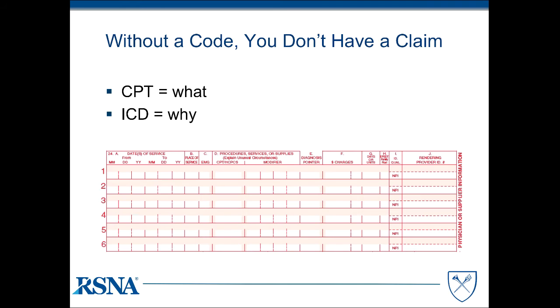One of the messages that hopefully you've grasped by now is that without the right codes, you don't have a claim. The 1500 form, illustrated in paper here, but used in its electronic version by almost all of our practices, requires that everything we do gets distilled down into codes. Codes to identify when a service was performed, how it was performed, and who performed it. And of course, codes to indicate what was done, that's CPT, and why it was done, that's ICD.